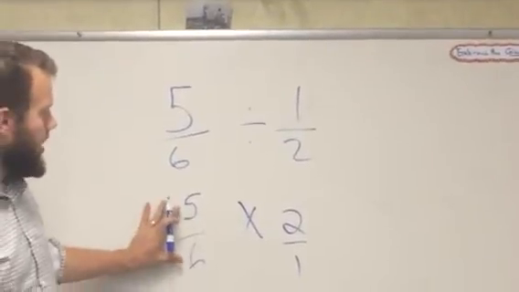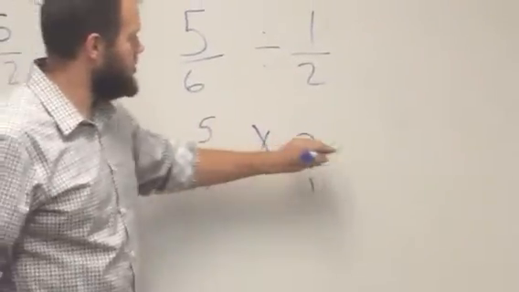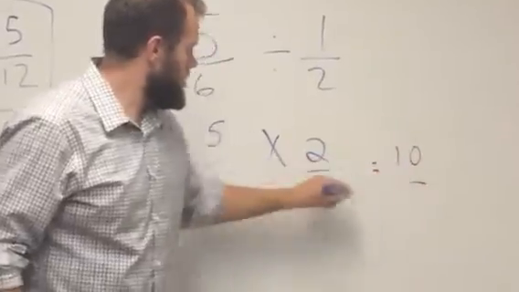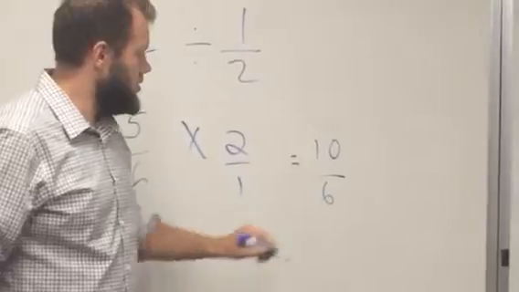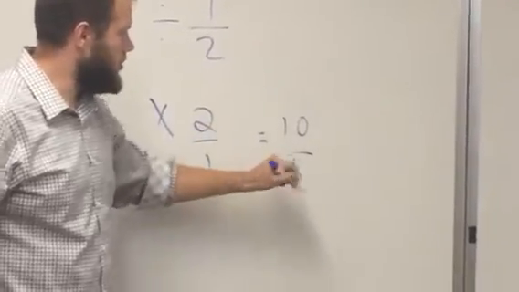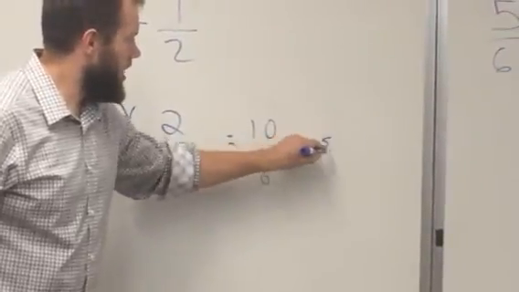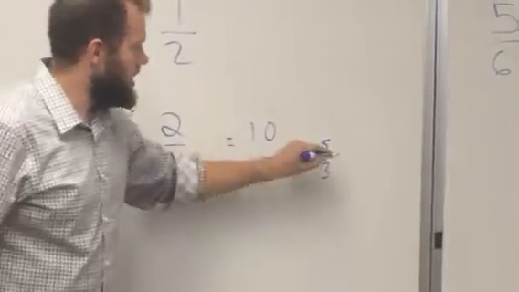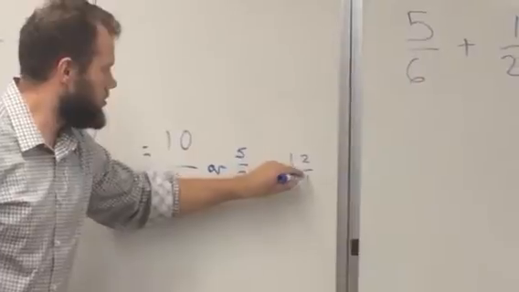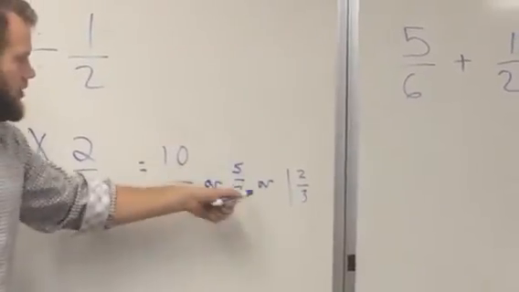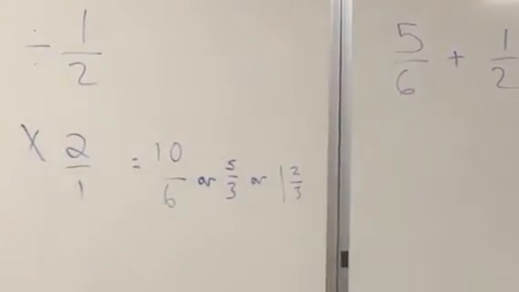So 5, now we're back to a regular multiplication problem. 5 times 2 is 10, and 6 times 1 is 6. This can actually be reduced. We can divide a 2 out of both of those, and we can have 5/3, and we can even get a mixed number, which is 1 and 2/3, because 3 goes into 5 one time with 2 left over.